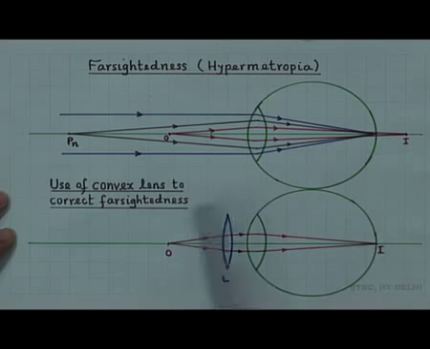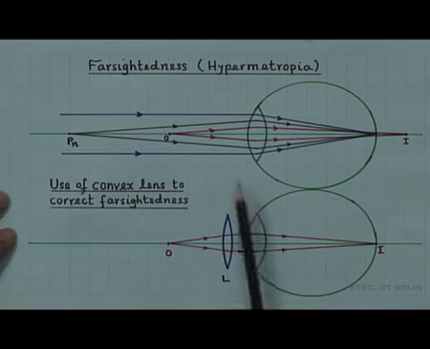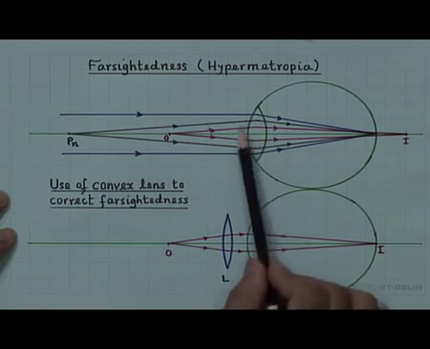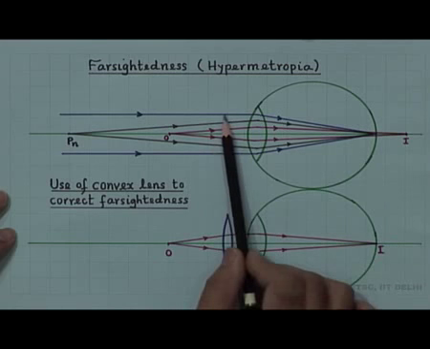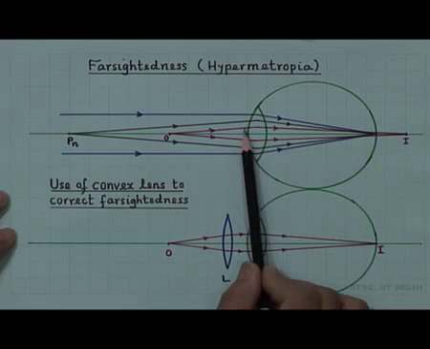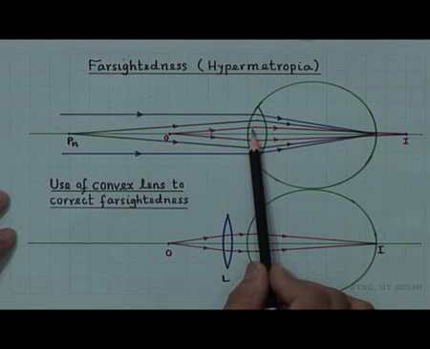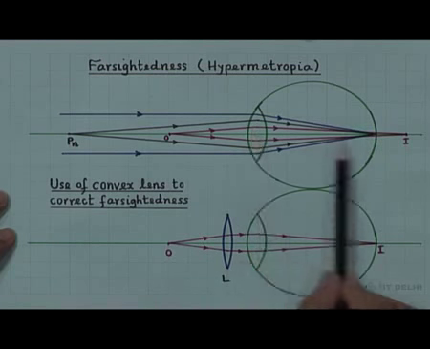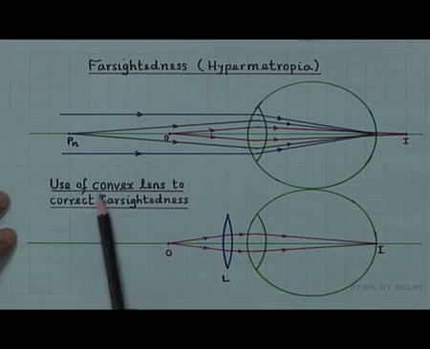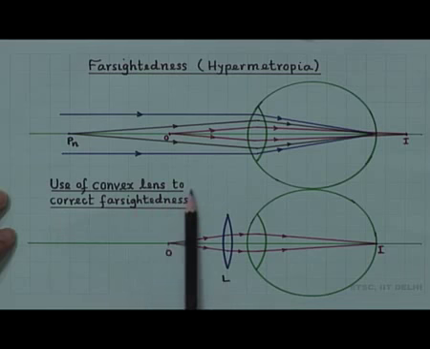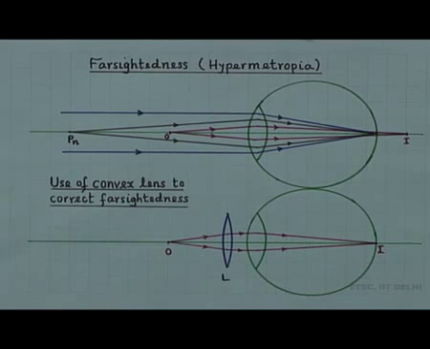Obviously, this can be corrected by use of a convex lens. Because the lens was not able to focus it here, you need some assisting device to focus it further. The lens is able to focus somewhat, but not strongly enough so that the image is formed here, and therefore the convex lens helps in focusing the image back onto the retina. So, we use a convex lens to correct farsightedness.